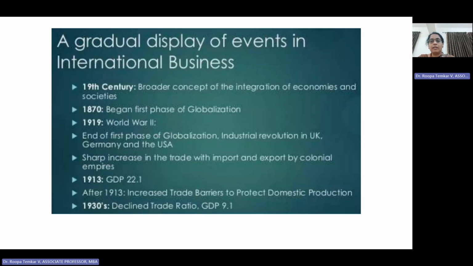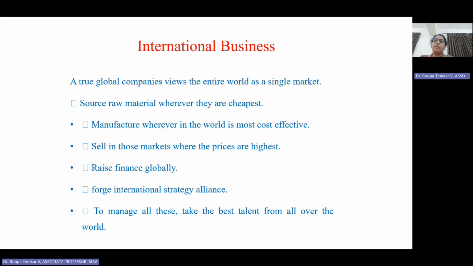Then after 1913, trade barriers increased to protect domestic production. So various constraints and barriers were imposed in order to control international expansion of business, in order to protect domestic production and the usage of commodities, goods or services in the home country itself. And in the 1930s, trade ratios declined. That is, such barriers were liberalized or opened, and free trade was introduced. So that we call international business.